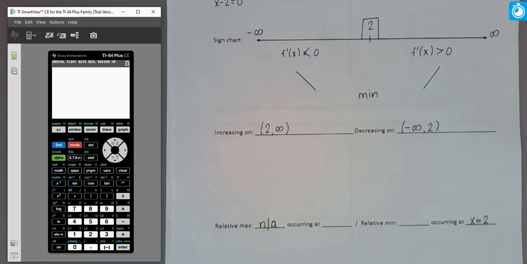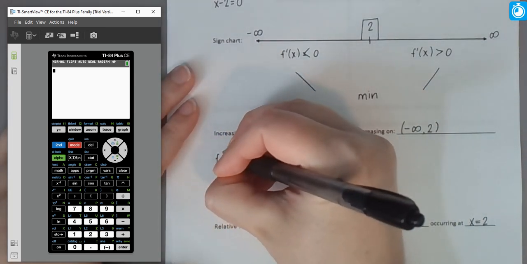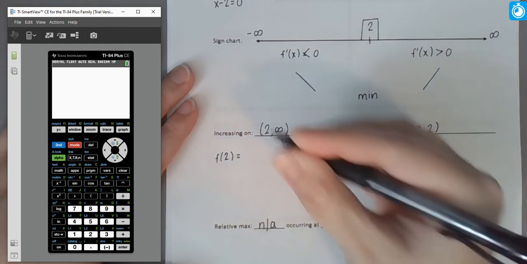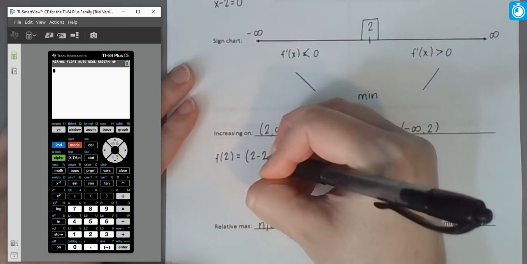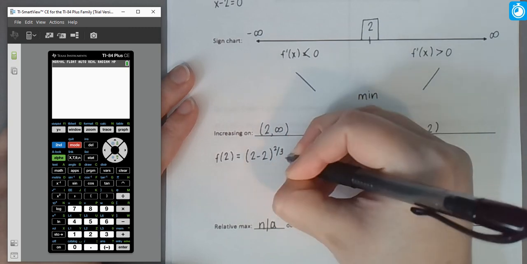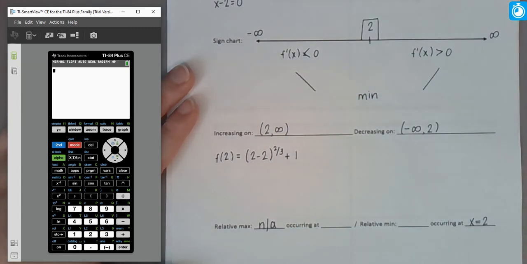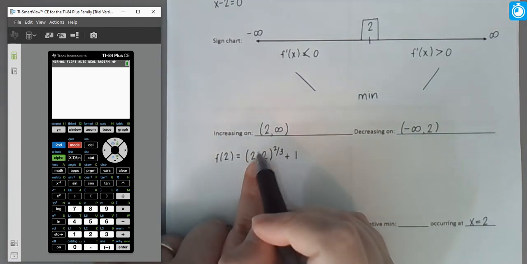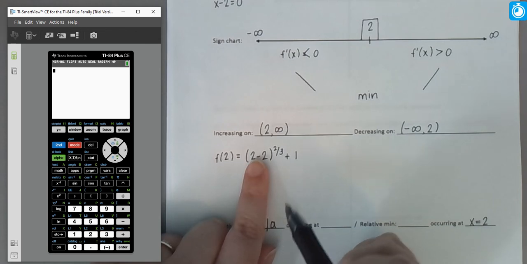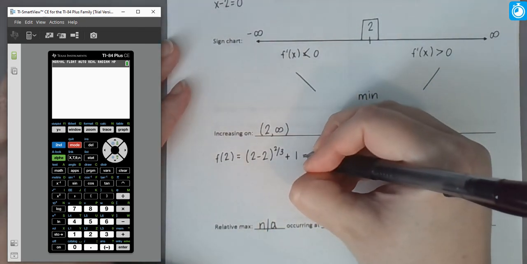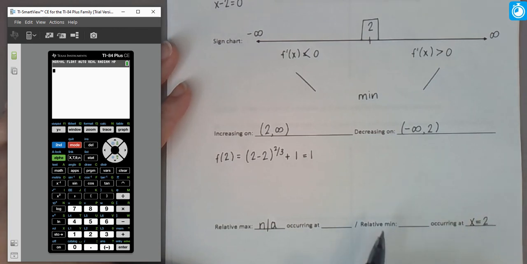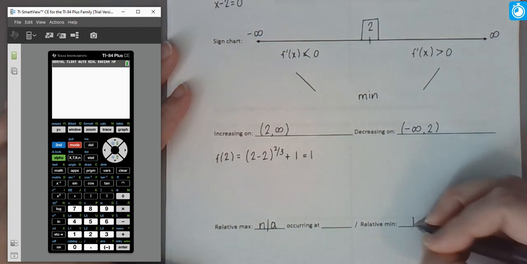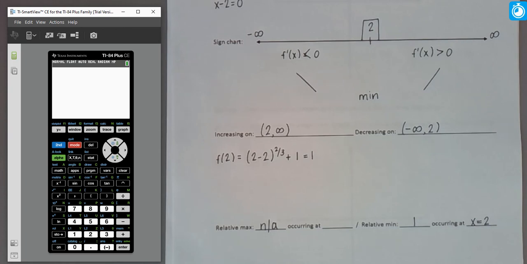Well, what's going to be the actual relative minimum value? So again, we're going to take the critical value, that specific x value, and plug it into the function. So f of 2 is 2 minus 2 raised to the 2/3 plus 1. And we don't actually need a calculator. We can probably do this by hand. 2 minus 2 is going to be 0. Well, 0 to any power is still just going to be 0. And then 0 plus 1 is going to be 1. So the relative minimum value is going to be 1, which means that's the lowest function value in relation to the values around it.